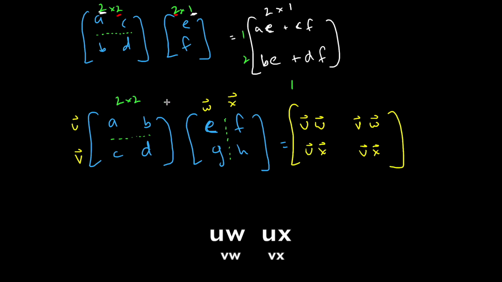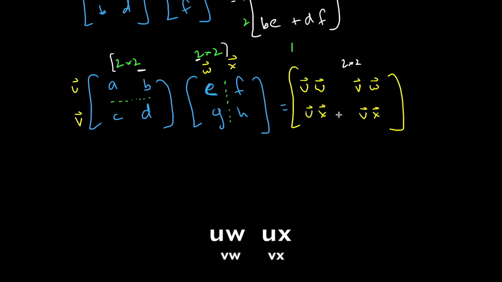You can see 2 by 2, 2 by 2. The inside terms match, and the outside terms are 2 and 2. And this is indeed a 2 by 2 matrix. So this works.